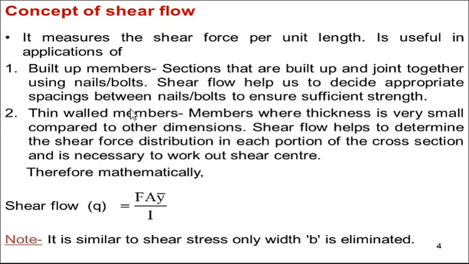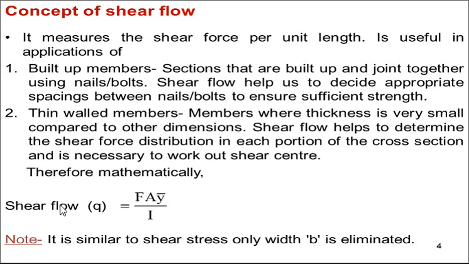The second application is thin-wall members, where the thickness is very small compared to the other dimensions. Shear flow helps to determine the shear force distribution in each portion of the cross section and is necessary to work out the shear center. Mathematically, we can write the shear flow as F A y bar divided by I, where the value of b is equal to 0. That's why horizontal shear per unit length means that small b is equal to 0.